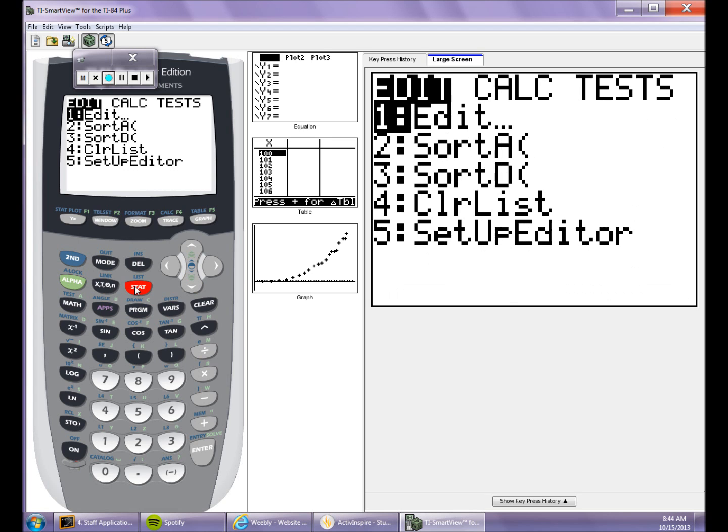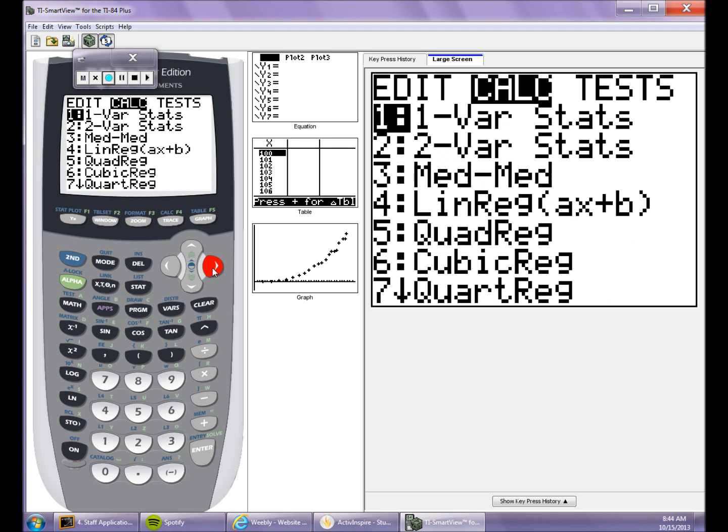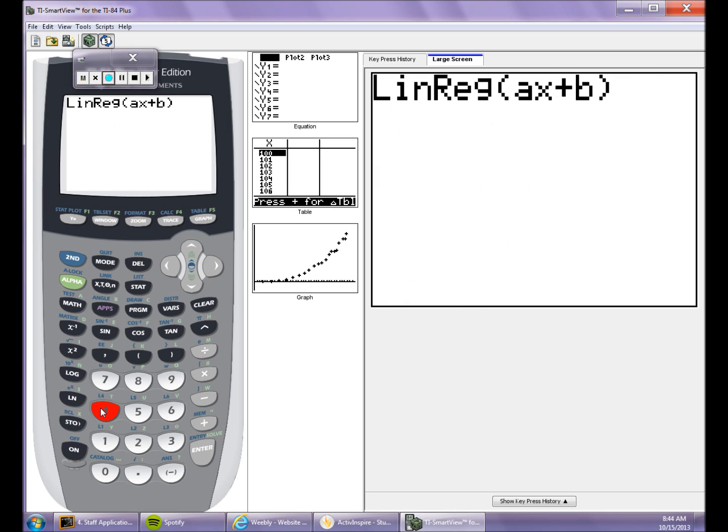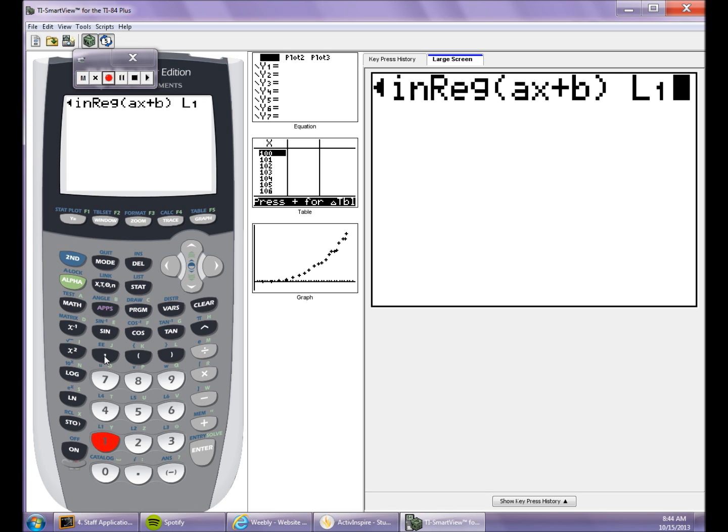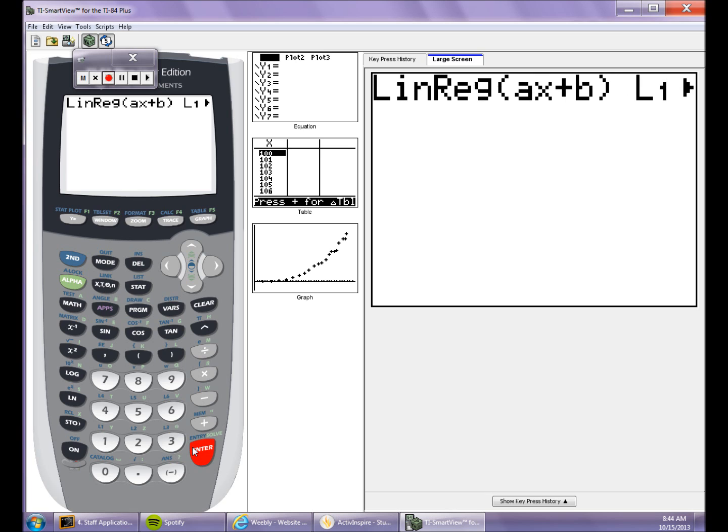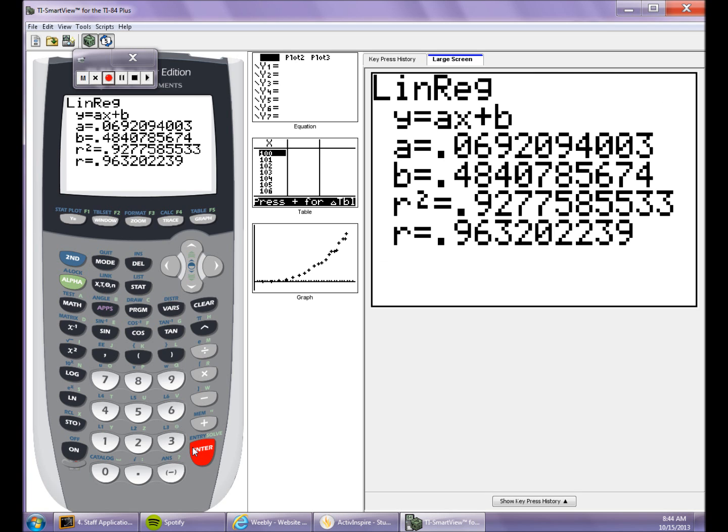To do that, it's Stat, over to Calc, Option 4, and the calculator is going to default to L1 and L2, so I have to manually tell it to please go to L1, comma, L3. Press enter. And I have my least squares regression line on the linearized data found in L1 and L3.